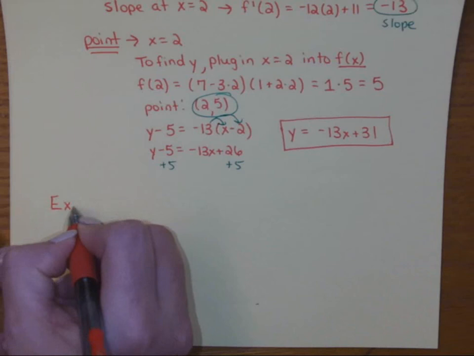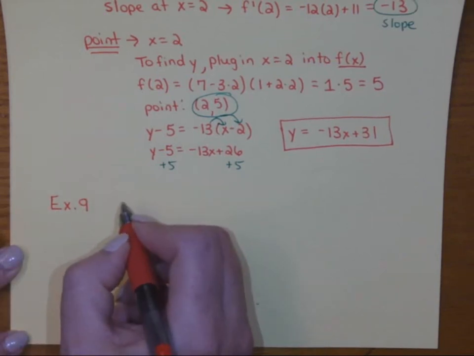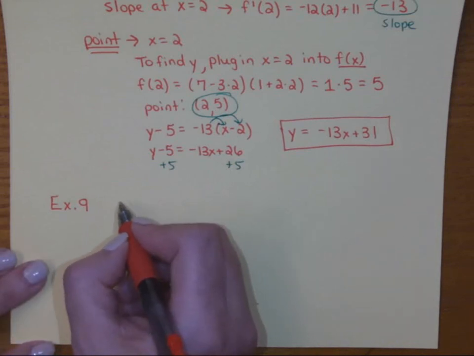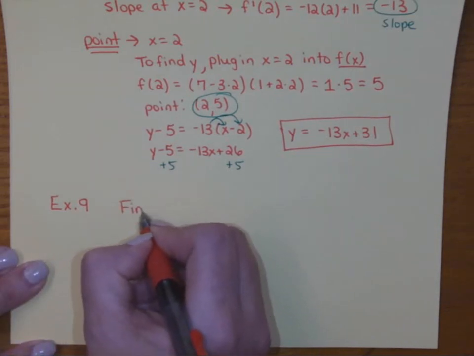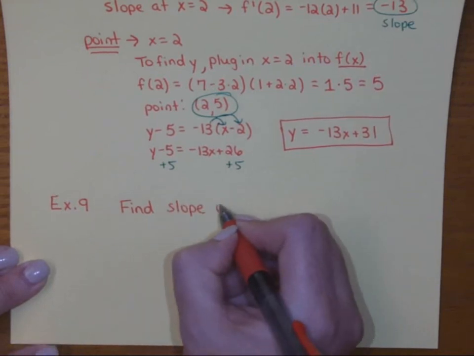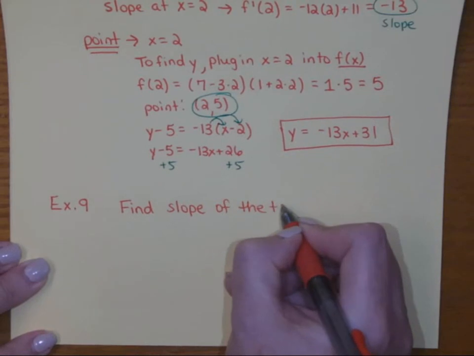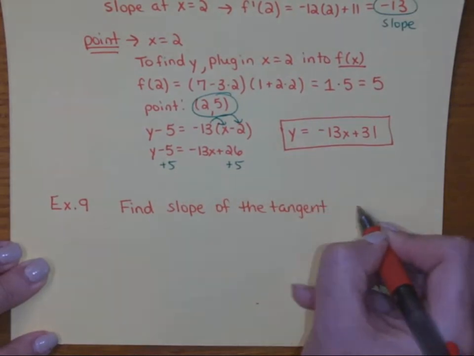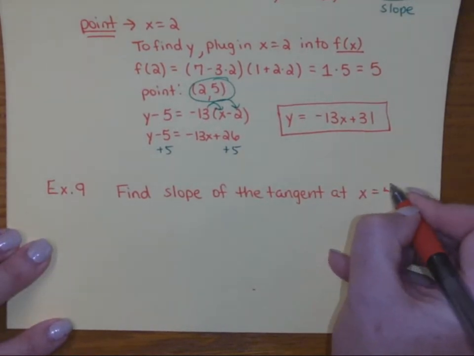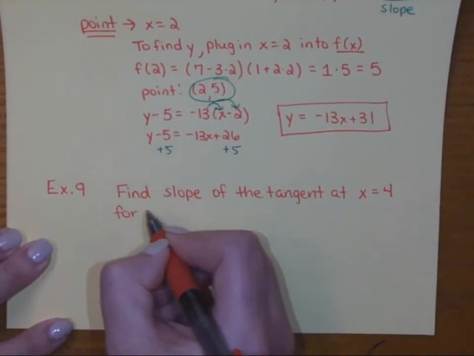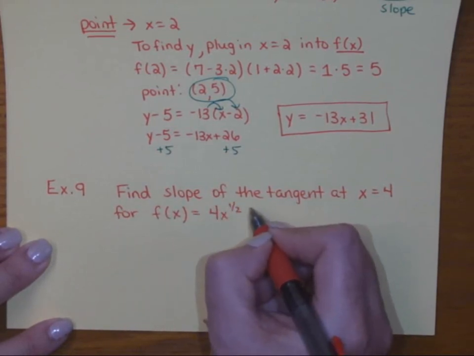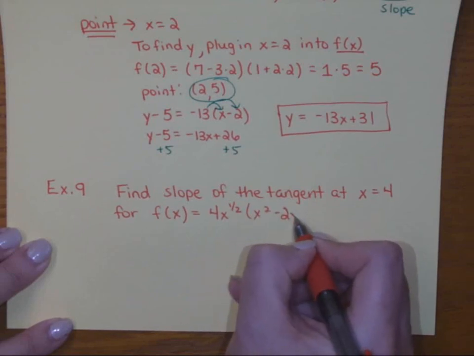All right, so let's look at maybe one with a little bit more unusual look. I want you to find the slope of the tangent at x equals 4 for the function f of x equals 4x to the 1/2 times x squared minus 2x.